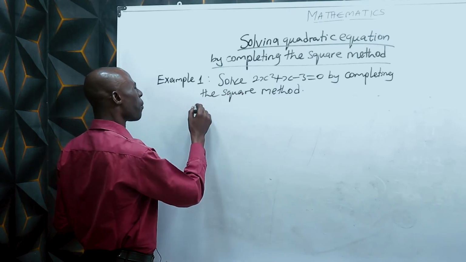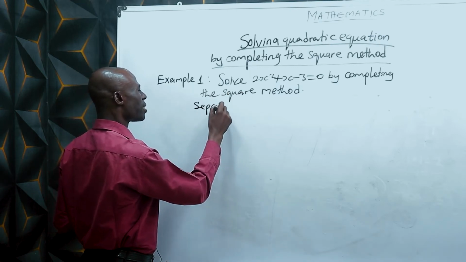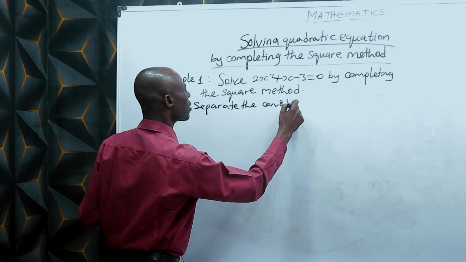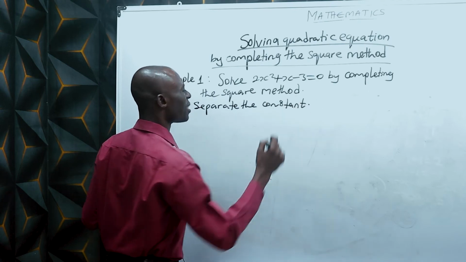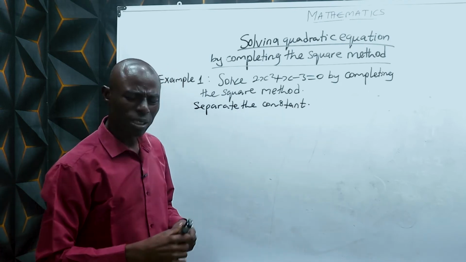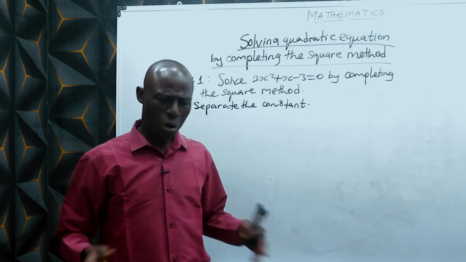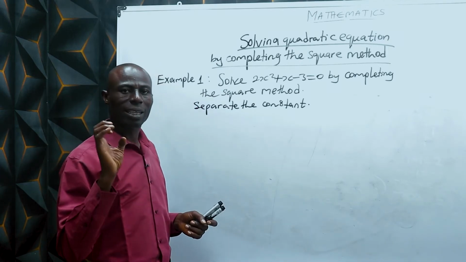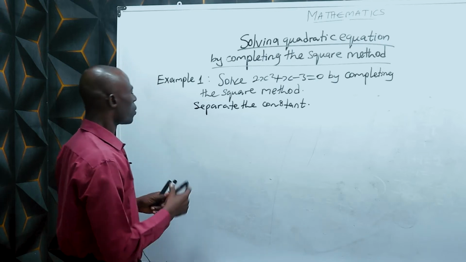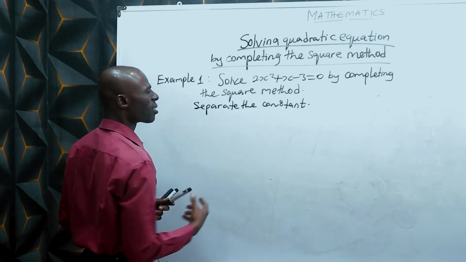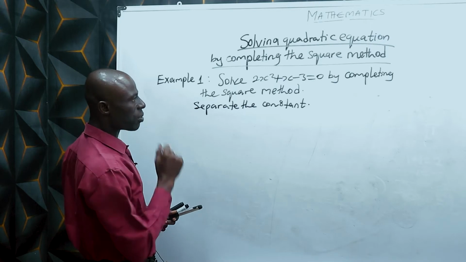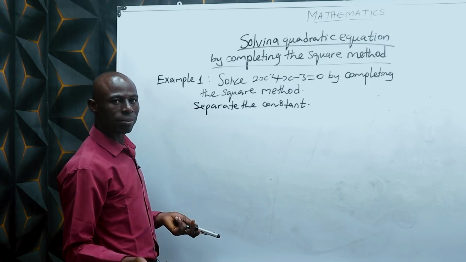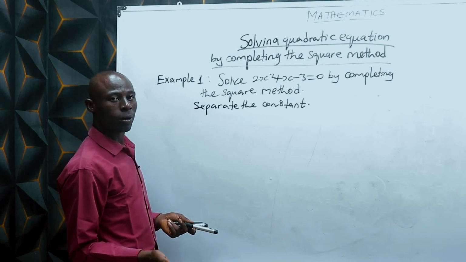Step 1, separate the constant. Once you master the 3 steps, the method is simple, it's not confusing, it's straightforward. But master the steps and take the action there. Separate the constant. What is the constant in this quadratic equation? That minus 3 is a constant. A constant is a non-algebraic term, a pure figure.